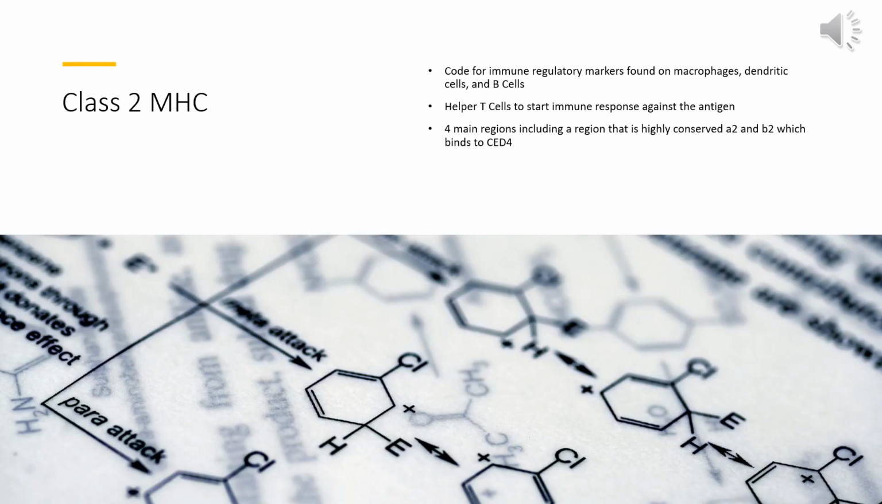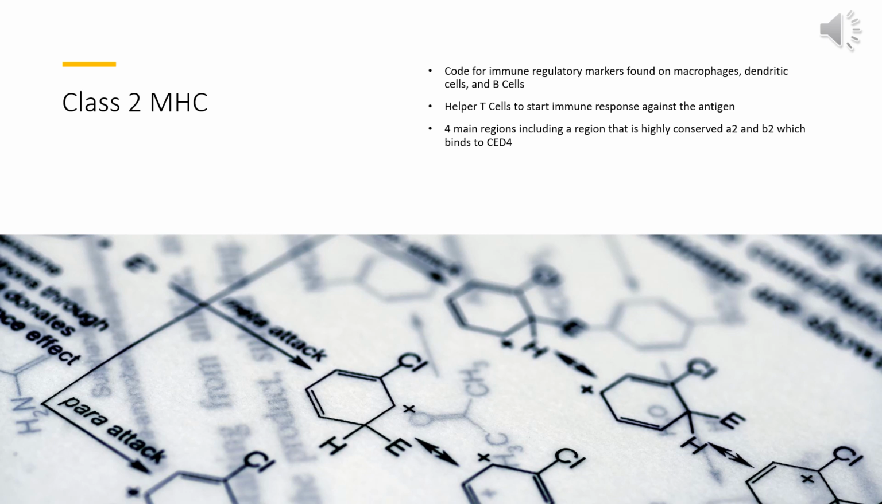And obviously next is going to be class 2 MHC. I just put the numeric 2. You could put class II. It doesn't matter as long as it's class 2. So starting with the code for immune regulatory markers found on macrophages, dendritic cells, B cells. In class 1, if you remember, it's only the nucleated cells. This one is macrophages, dendritic cells, B cells. Those are monocytes.